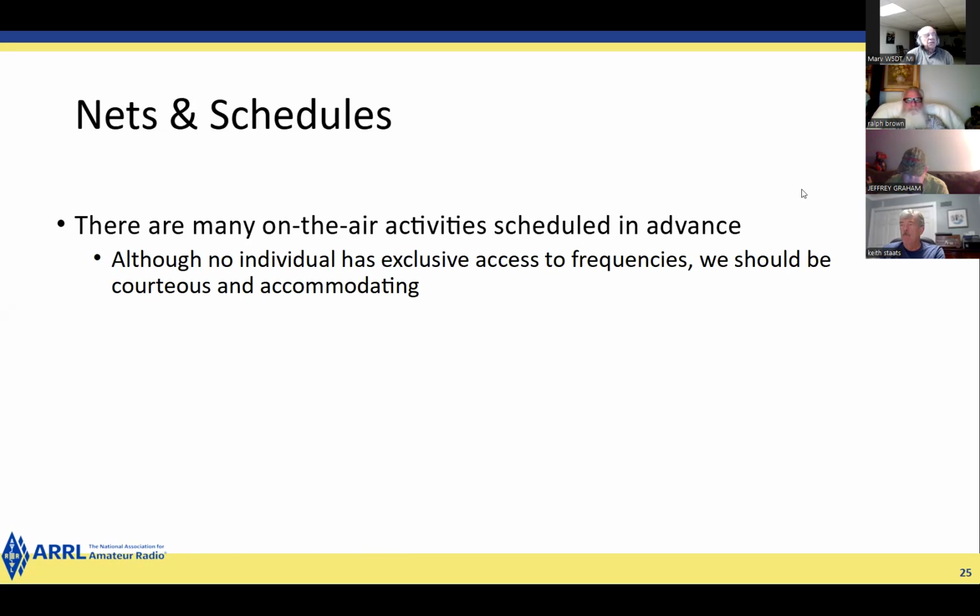There are nets and schedules. Lots of nets, lots of schedules. There are nets for maritime use. There are church nets and medical nets, and you can find them on the internet if you look for them.